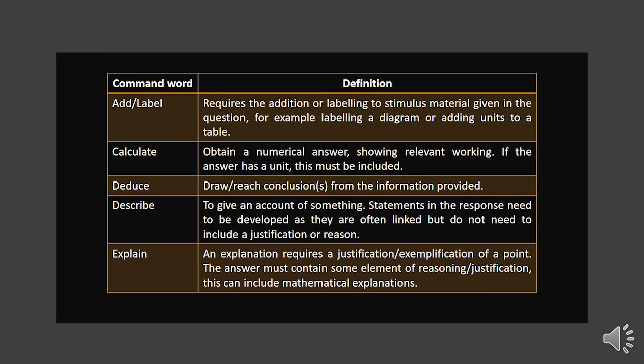As we don't have enough time to discuss all the command words given in the list, I have taken a few examples here as you can see. I will go with the first example which says add or label. This add or label command word falls under AO1, that is the first objective that requires only to demonstrate your knowledge about a particular concept. Say for example, when a diagram is given, you will be asked to label it. That's it. That requires only your knowledge.